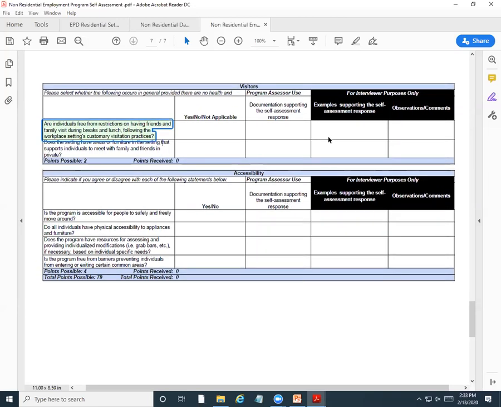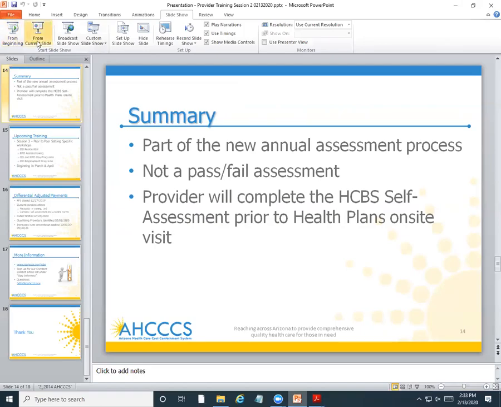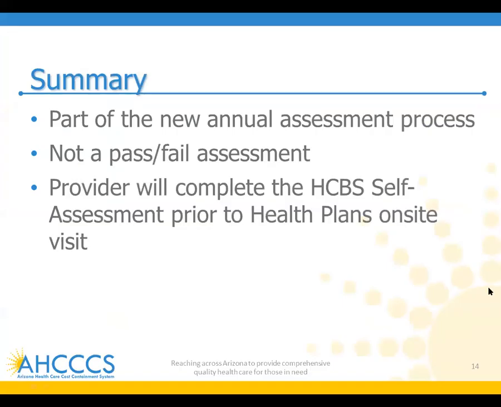Oh, and that is the end of our full review. So let me go back to the PowerPoint because we have some more information for you. So just again, in summary, the tools we just went over are part of the new annual assessment process. There's no wrong or right answers. We're just trying to gauge your compliance so we can make sure that you are compliant by March of 2022.